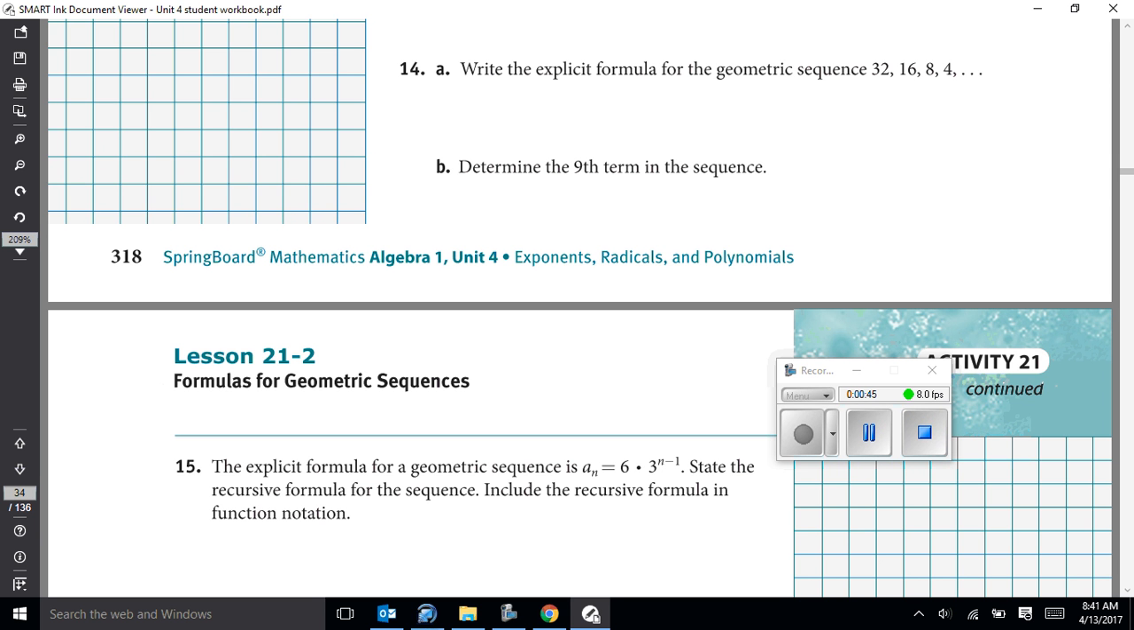And so if we look, we have 32, 16, 8, 4. Right, so we're dividing by 2 each time. So with a geometric sequence, the pattern is in a multiplication format. So when you're dividing by 2, you're multiplying by what fraction? 1/2, yep. So to get from each term, we're multiplying by 1/2.